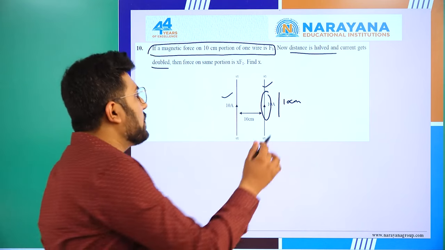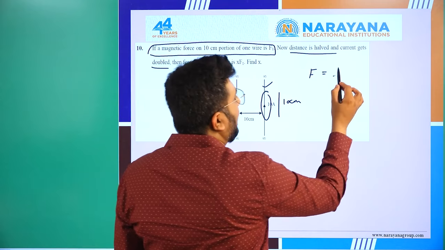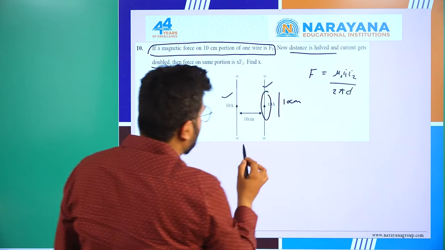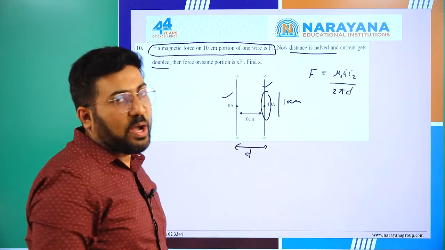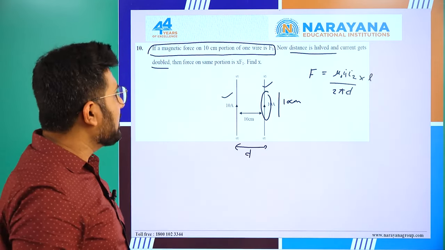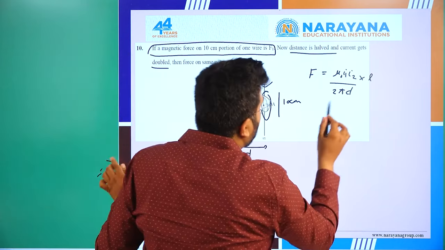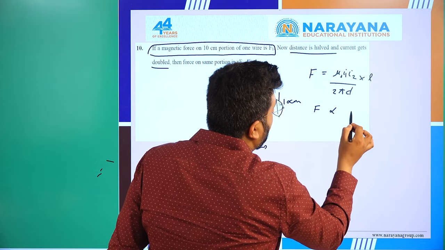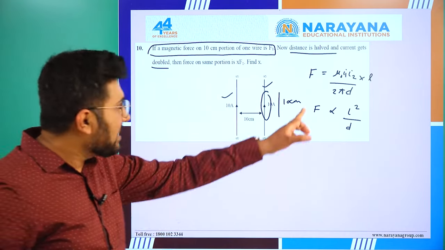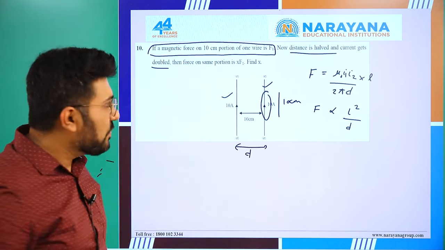Okay, so you know that the force formula between two infinite wires is mu naught I1 I2 by 2 pi d, where d is the separation between the two wires, into the length of the segment. So this is the force on one of the segments. Now basically I can say from here that the force is directly proportional to I square by d, because both have the same current. So I can just write I1 I2 as I square. So force is proportional to I square by d.